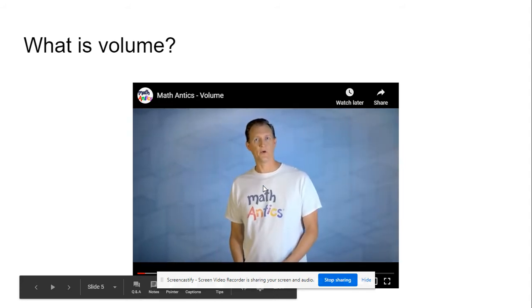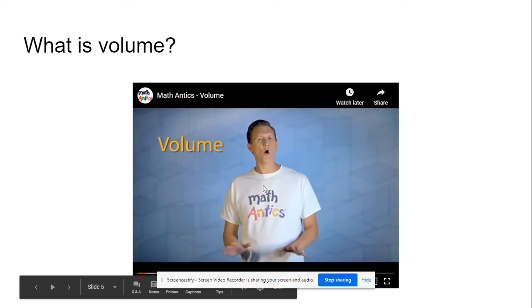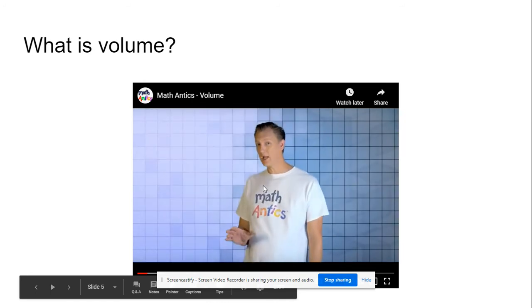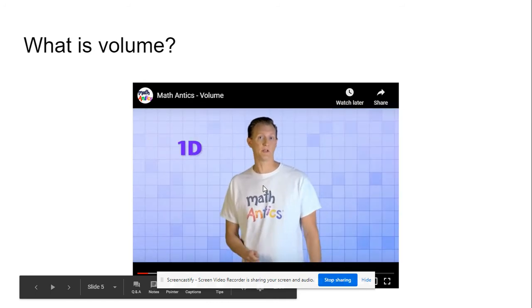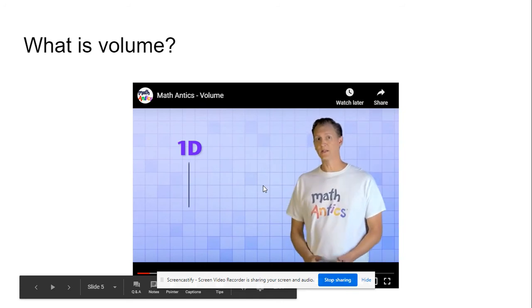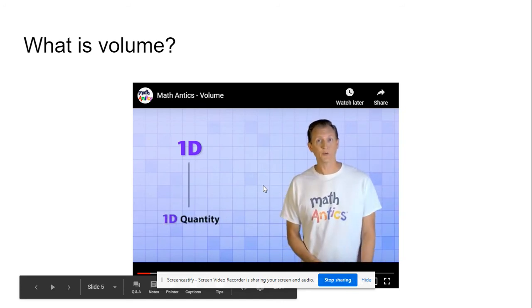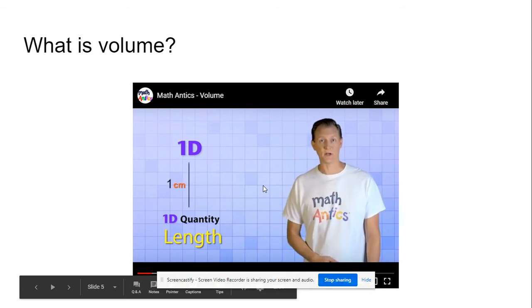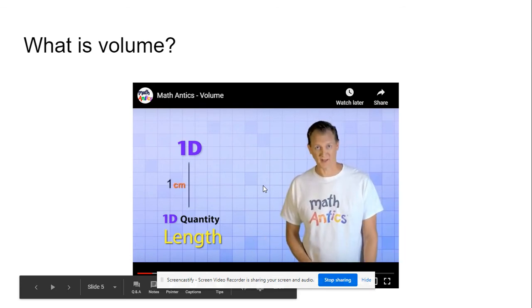The first thing you need to know is that volume is a quantity that all 3-dimensional objects have. But to understand what it means, it will help if we back up just a little and start out with a 1-dimensional object, like this line segment. To measure a 1-dimensional object, we need a 1-dimensional quantity, which we usually call length. The length of this line happens to be exactly 1 centimeter, which is a common unit for measuring length.